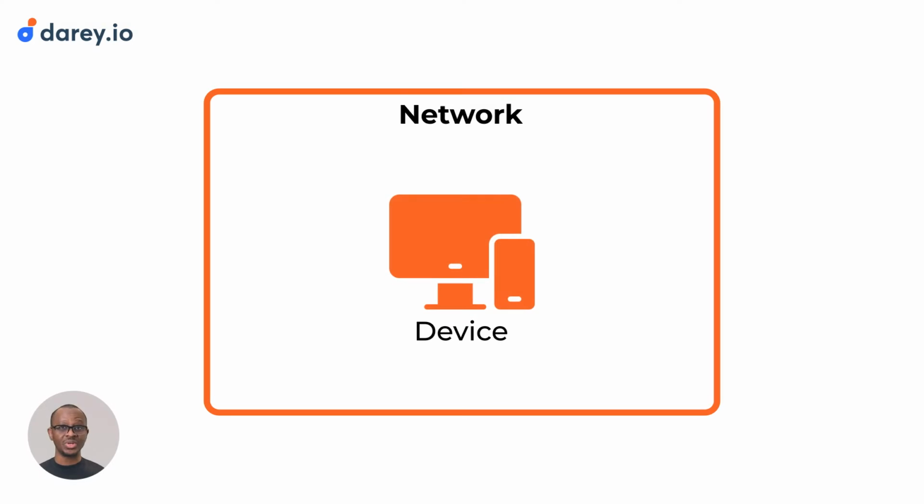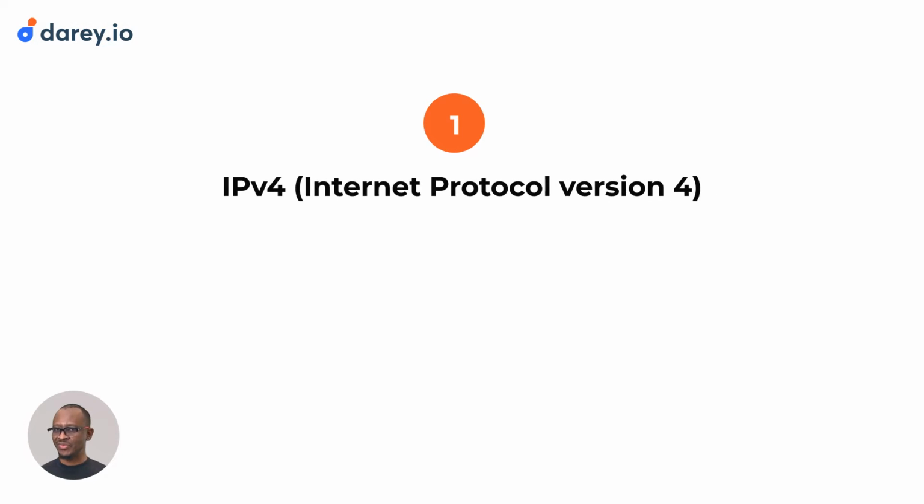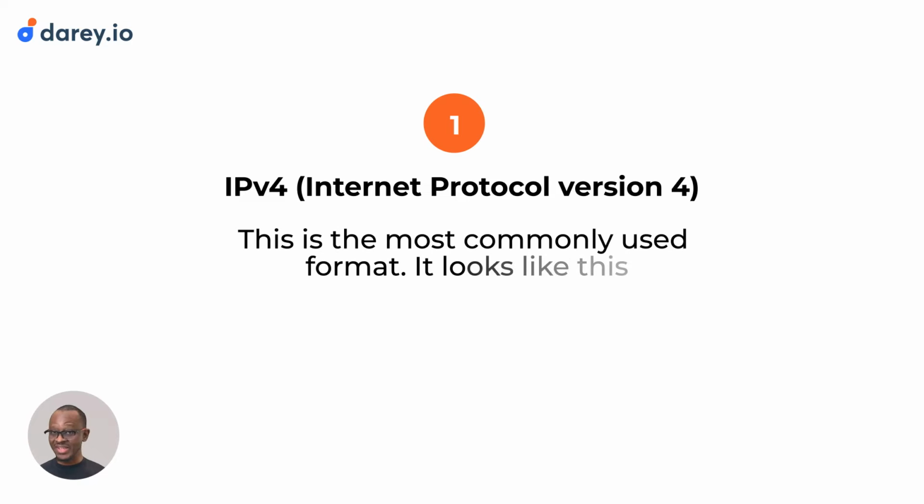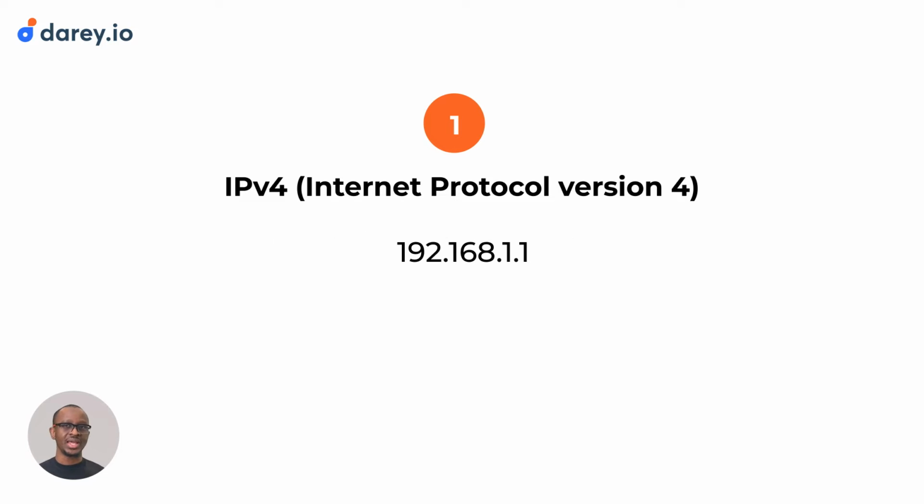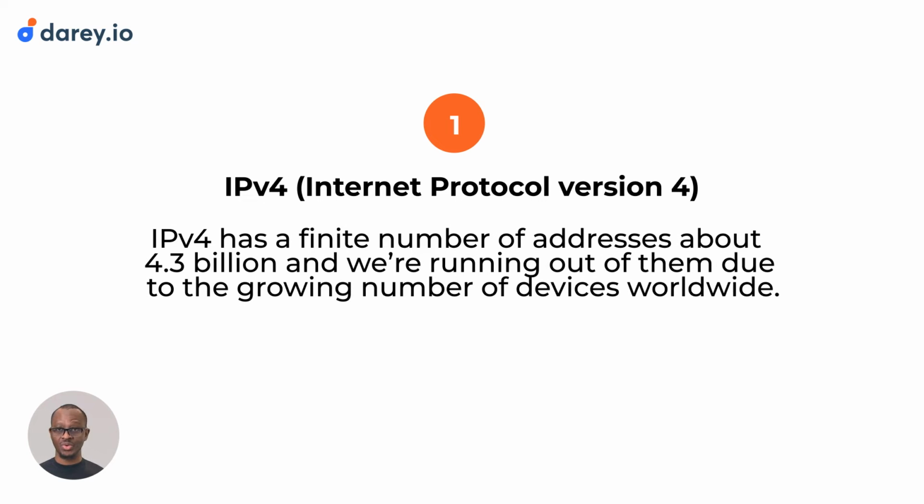Every device on a network needs an IP address, just like every house needs a unique mailing address. IP addresses are how devices find and communicate with each other over a network. There are two main types of IP addresses. Number 1, IPv4, Internet Protocol version 4. This is the most commonly used format. It looks like this: 192.168.1.1. IPv4 has a finite number of addresses, about 4.3 billion, and we're running out of them due to the growing number of devices worldwide.